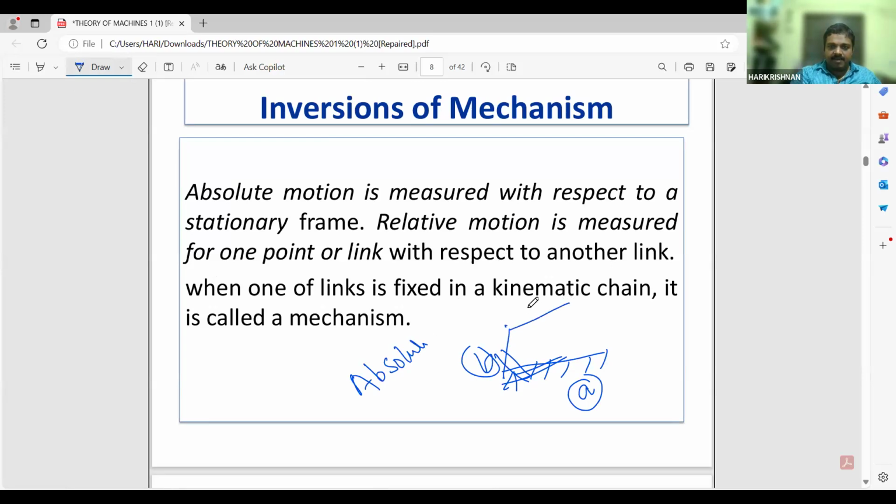But if there is another link over here, we can name it as C. When you are considering B and C, it will be having relative motion. Is it clear? Any doubt? I think it's clear.